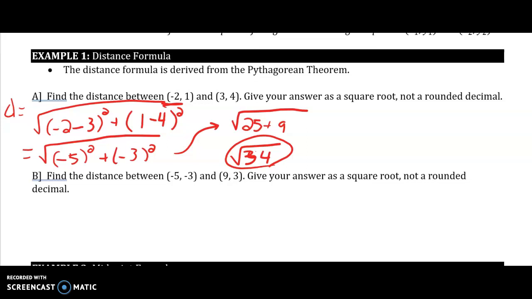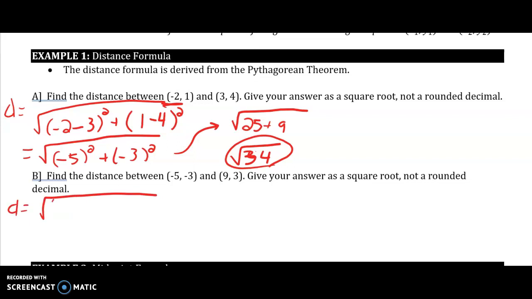Okay? All right. I'm going to pause, or you should pause, and give it a shot. Letter B. All right, so hopefully you've had time to give it a shot. Let's find our distance between these 2 points.